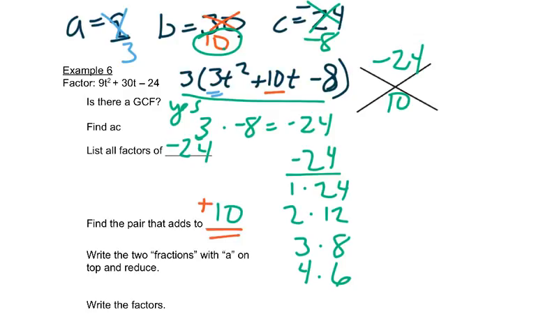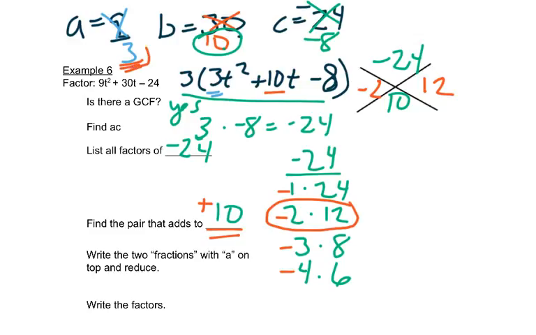I want a negative multiplication, but I want a positive addition. That means my bigger number needs to be positive. So I'll put the negative sign on my smaller numbers. And I can see that this pair right here will give me the 10 I need. So I'll have a negative 2 and a positive 12.